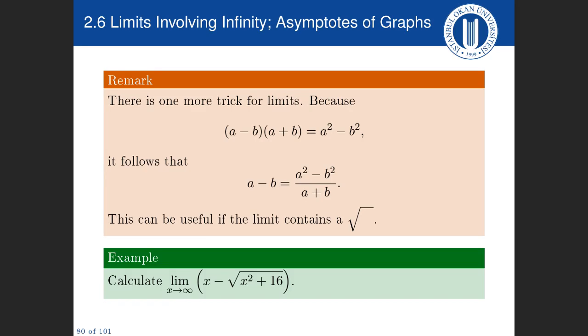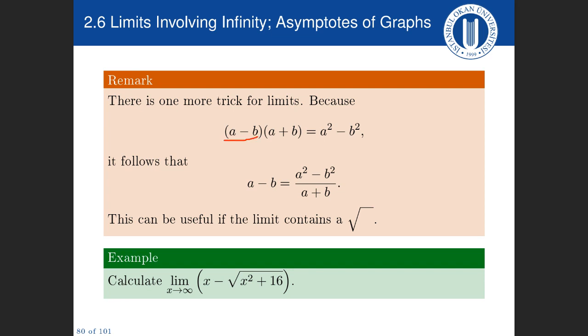For example, calculate the limit as x tends to infinity of x minus the square root of x squared plus 16. We can't just replace x by infinity, because then we would get infinity minus infinity. And that's another one of these things which is not a number. We need to be smarter than this. So we're going to use the trick in this remark.